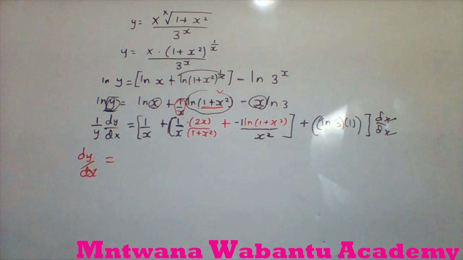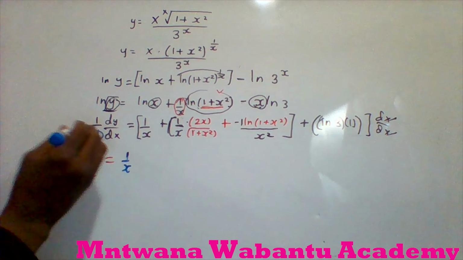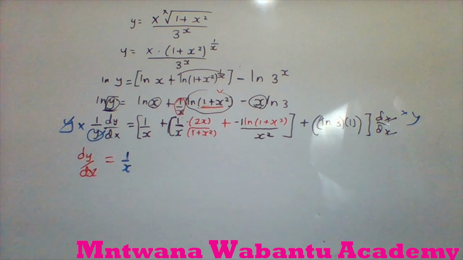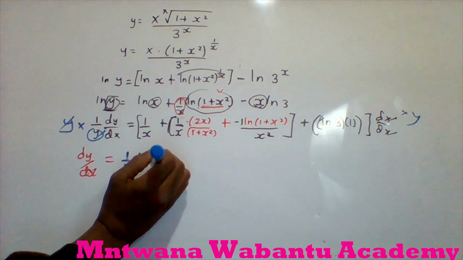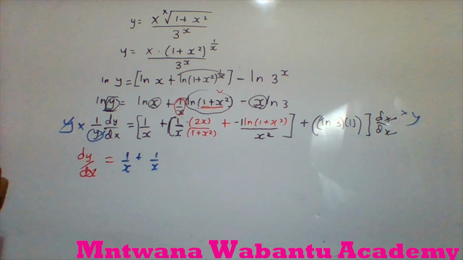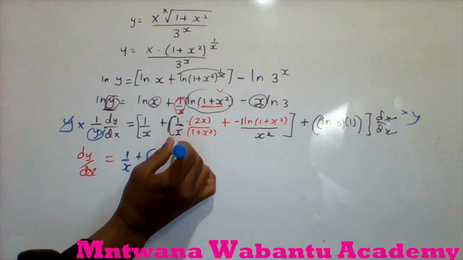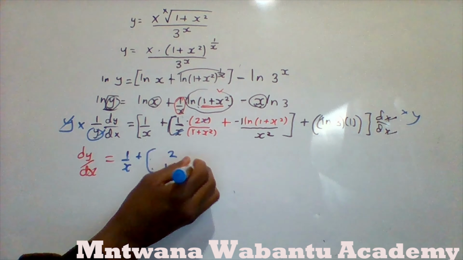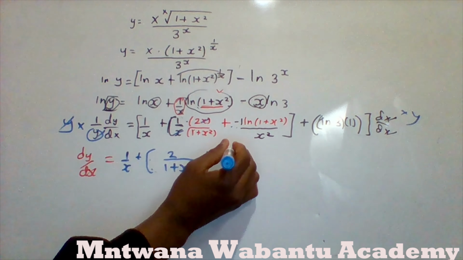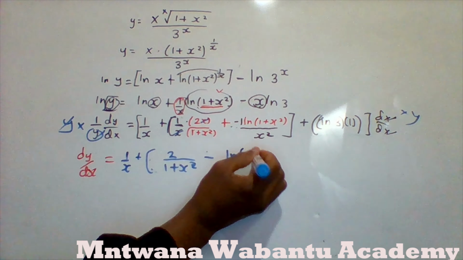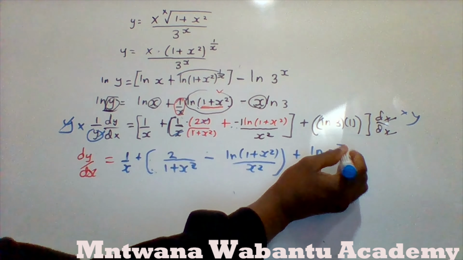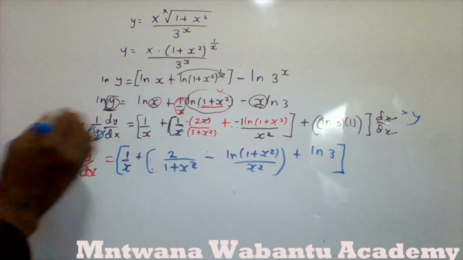What is that stuff? 1 over x. My stuff is 1 over x. So I'm going to multiply by y throughout. Multiply by y, and this stuff here multiply by y, because I don't need this y. I just need dy/dx. So 1 over x, and then we plus 1 over x. And then, okay, now I can cancel this and 1 over x. So for the middle one, it's going to give me 2 over 1 plus x squared. And the plus and minus is going to be minus ln of 1 plus x squared over x squared, and then a plus my ln of 3. But all of this multiplied by this y.